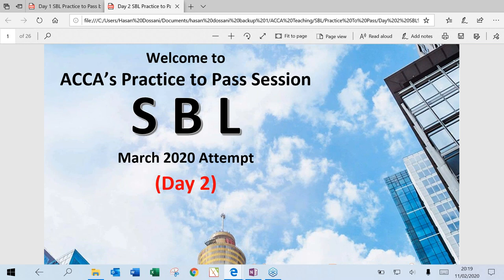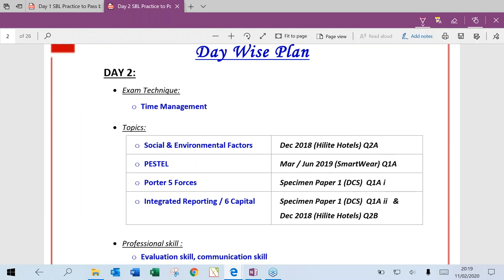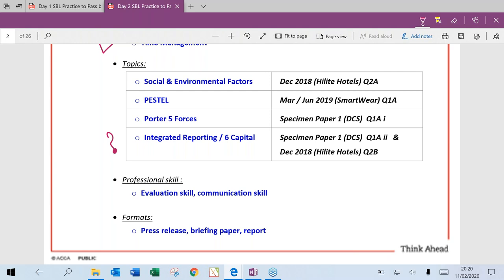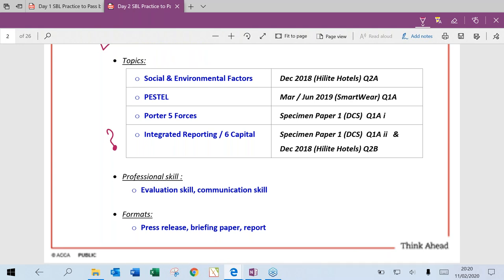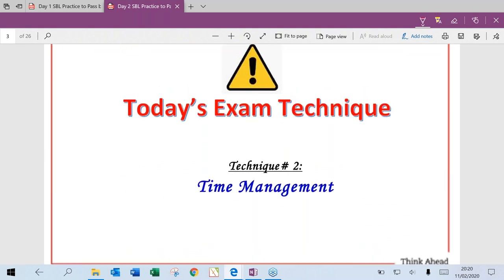So today's plan is I will talk about exam techniques. And then today's topics are social and environmental factors, PESTEL, Porter's 5 forces, and maybe integrated reporting, but I don't think we will have the time. If we are not able to do integrated reporting, I will spill it over to tomorrow. Professional skills, we will talk about evaluation skill and communication skill, press release, all these things. Okay, so today's exam technique is time management.